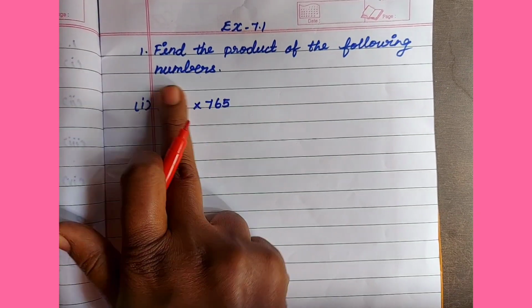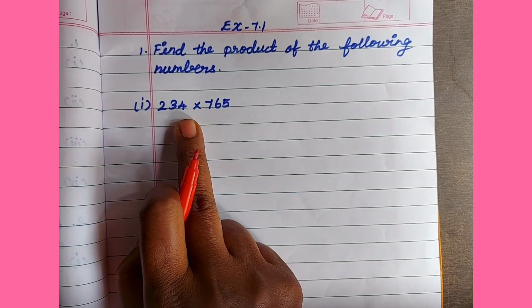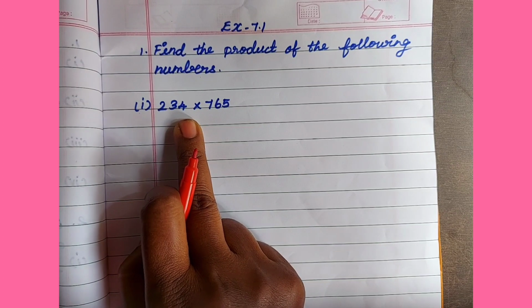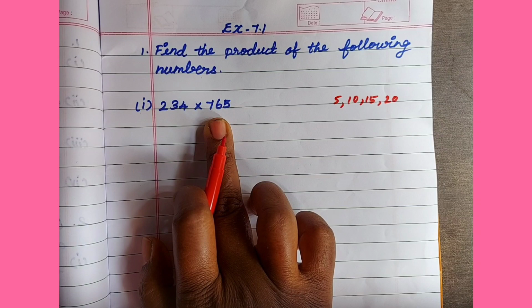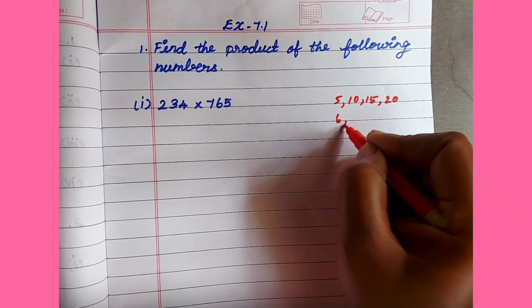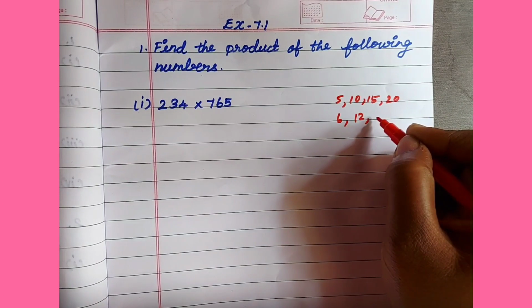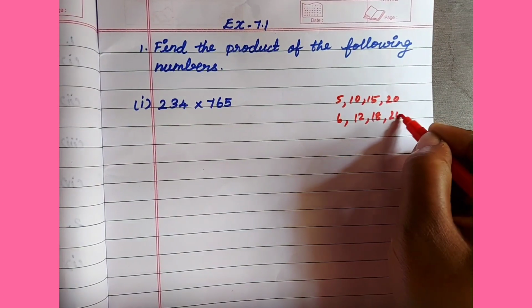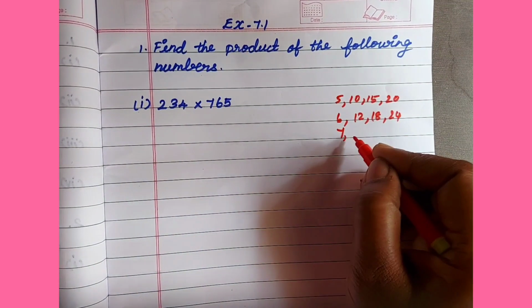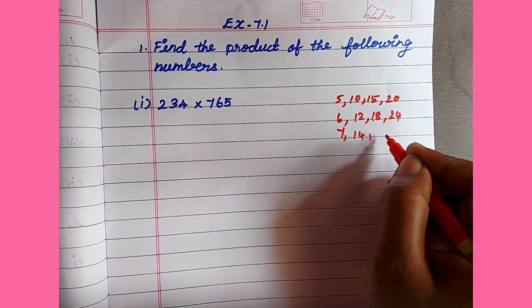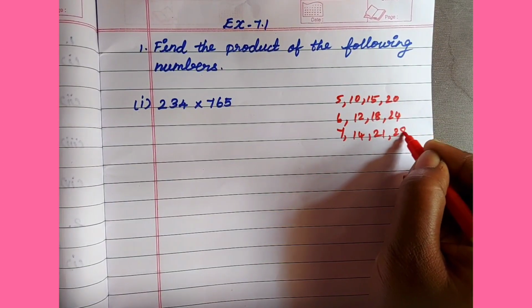How many times do we write the multiples of 5? See the left side value: 2, 3, 4. Which one is biggest? 4 is the biggest, so we write the 5 table 4 times. 1 5 is 5, 2 5s are 10, 3 5s are 15, 4 5s are 20. Next, the 6 table: 1 6 is 6, 2 6s are 12, 3 6s are 18, 4 6s are 24. Next, the 7 table: 7 1s are 7, 7 2s are 14, 7 3s are 21, 7 4s are 28.